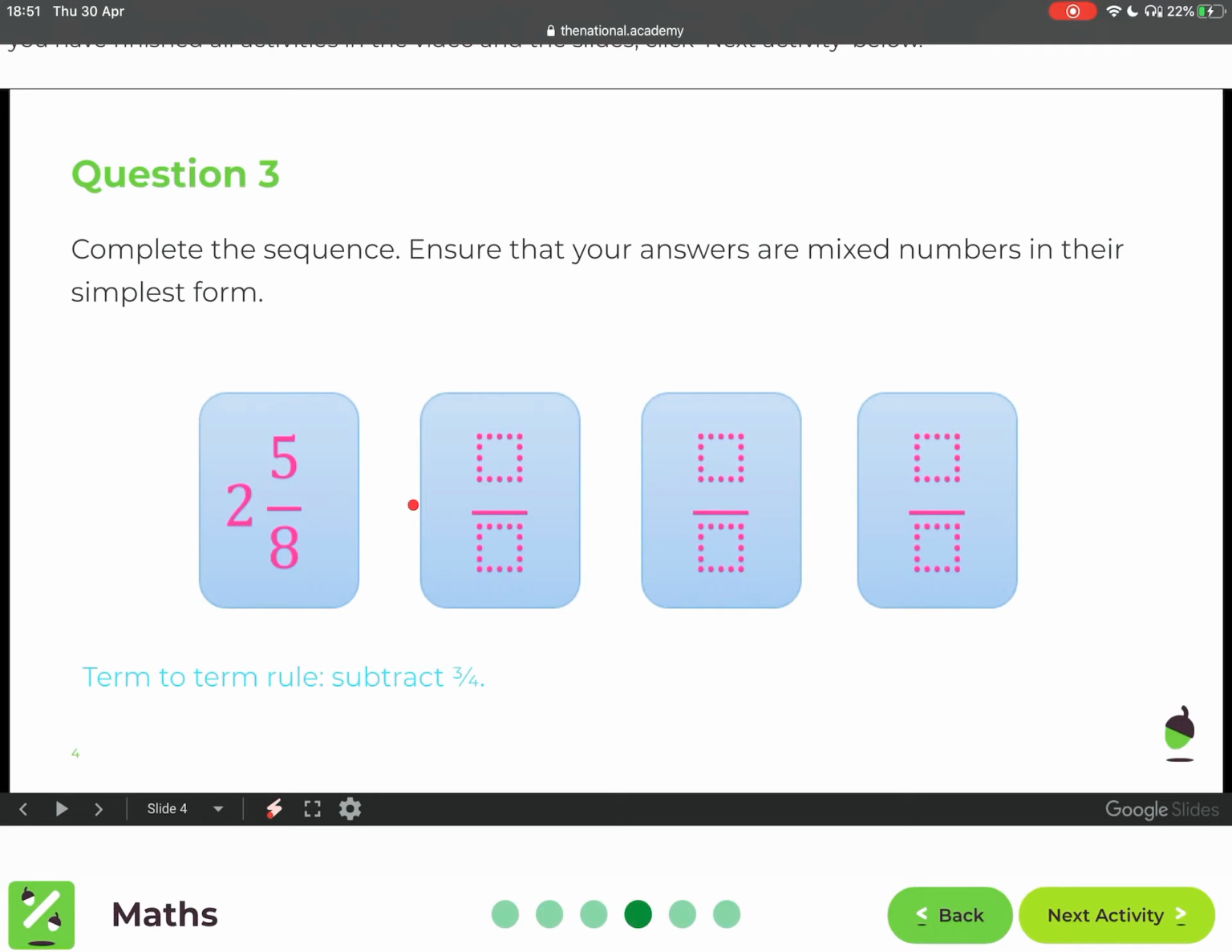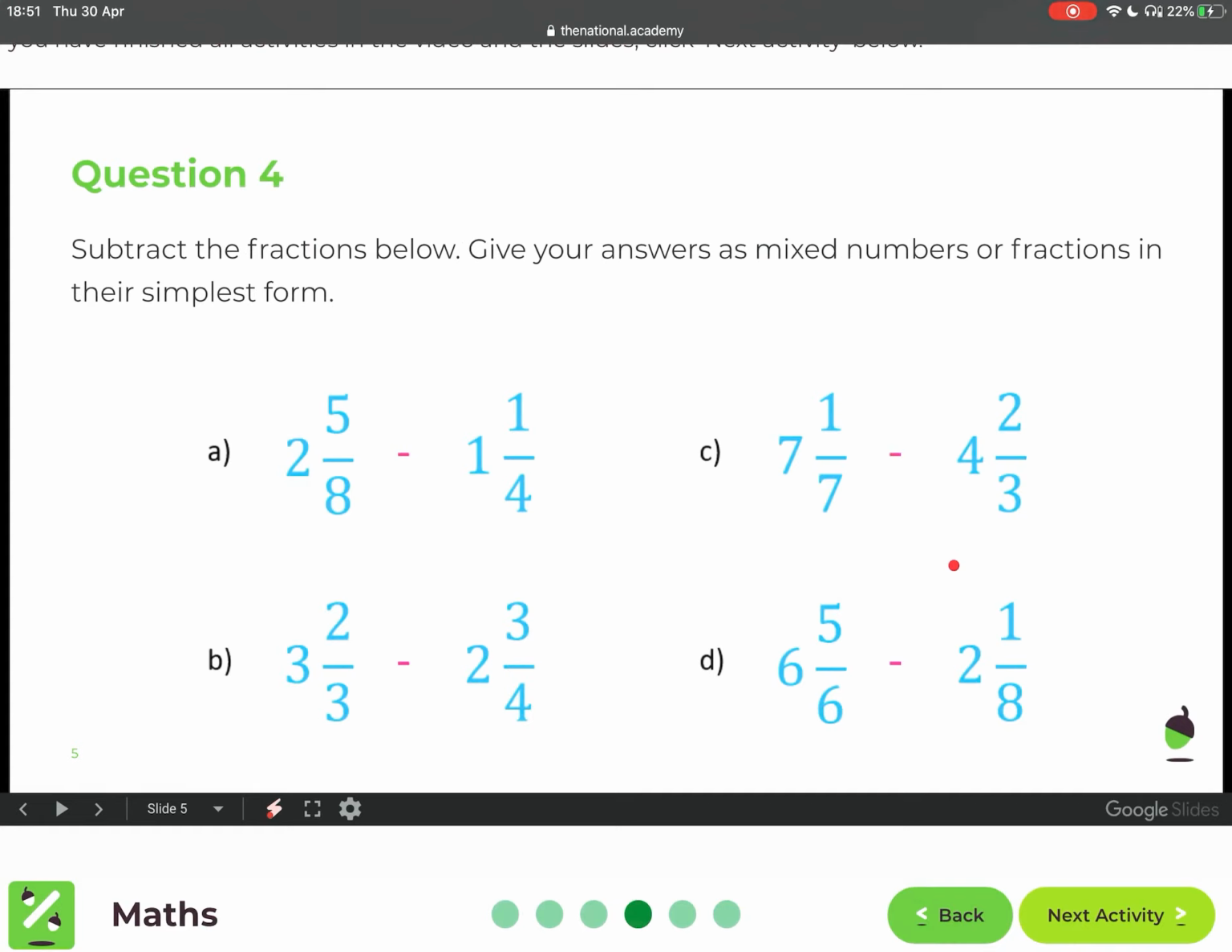Question 3. Complete the sequence. Ensure that your answers are mixed numbers in their simplest form. So term to term rule, subtract 3/4. So this one would be 1 and 7/8. This one would be 1 and 1/8. And this one would be 3/8. There. And now question 4. So this one, A would be 1 and 3/8. B would be 11/12. Here, C would be 2 and 10/21. And D would be 4 and 17/24.